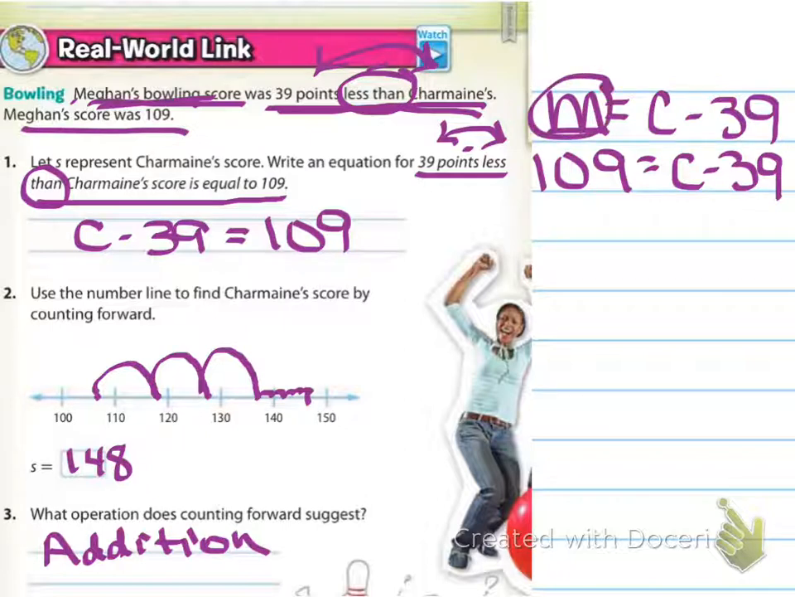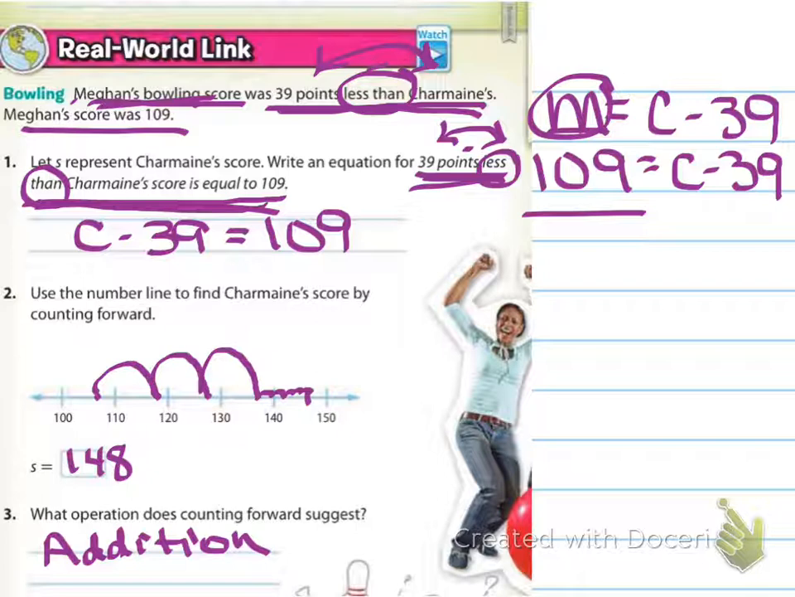Then it says that Megan's score is 109. So for Megan, I can put in the 109. Down here for number 1, it went straight to it. It gave us all the information right here. That 39 points less than Charmaine's score is equal to 109. So we have to look at our keywords here. The less than tells us to subtract and flip the order, and we don't know what Charmaine's score is, so we're going to use C minus 39 equals 109.